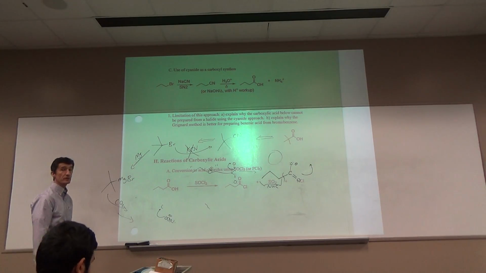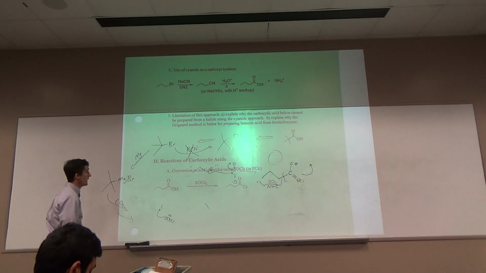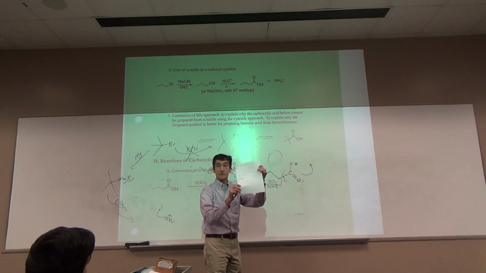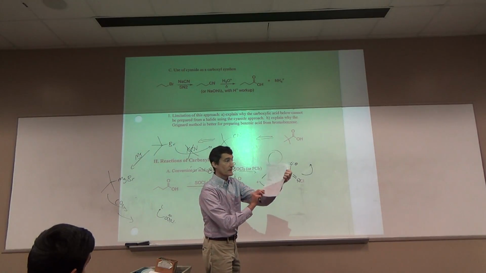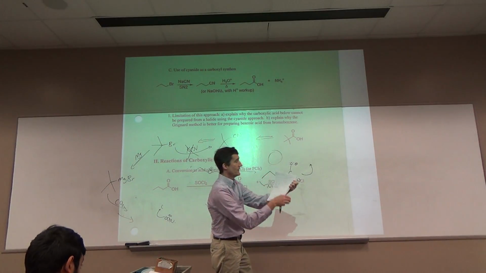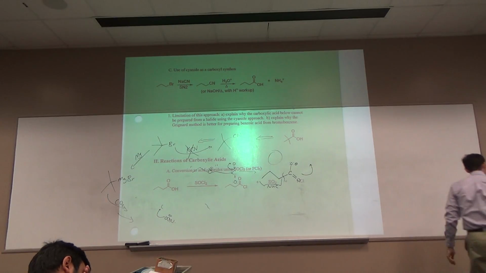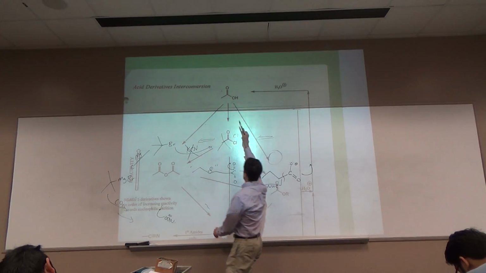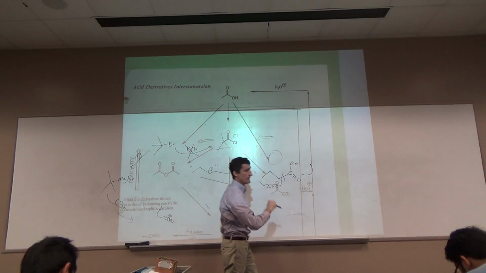Okay, so what can you do with a carboxylic acid? The first reaction we're going to look at is converting the carboxylic acid to this guy, which is an acid chloride.